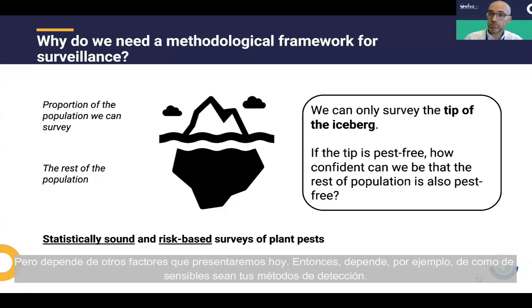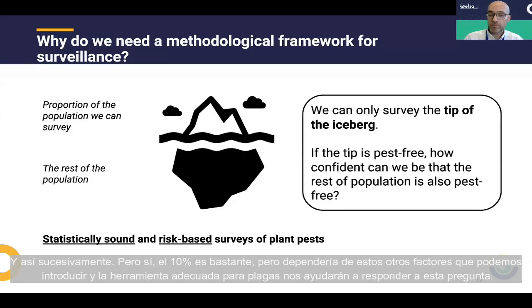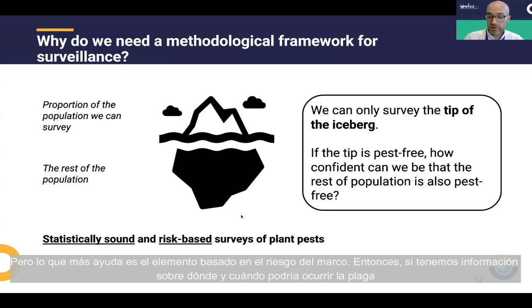It depends, for example, on how sensitive your detection methods are, and so on. But yes, 10% is quite a lot, though it would depend on these other factors that we can introduce, and the RIPEST tool allows us to answer. But what helps with that further is the risk-based element of the framework.